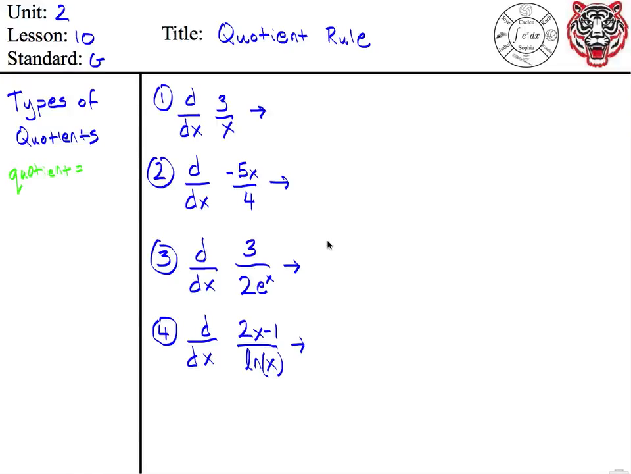All right, this is going to be Unit 2, Lesson 10. We are on the quotient rule today. Standard G, what is that class? Advanced derivatives. Yeah, it's the only other one that we have.